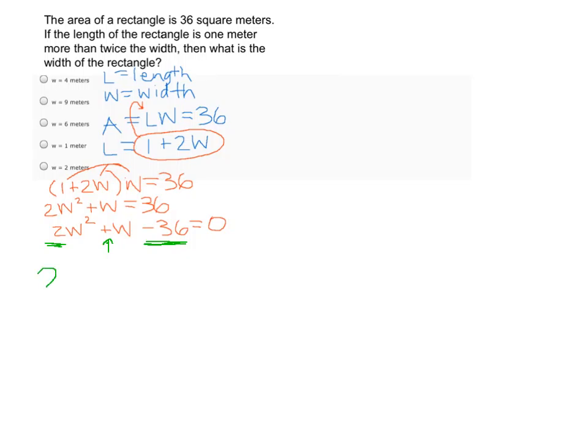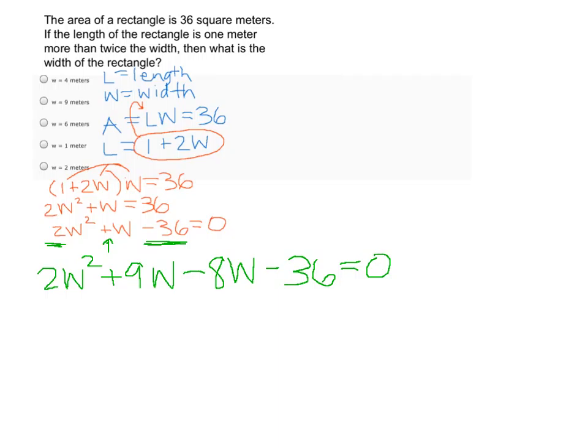So we want to rewrite the equation, not changing it, but using those factors that we found. So 2w squared plus 9w minus 8w minus 36 equals 0. Notice that the equation didn't change at all. It is still an equivalent problem.